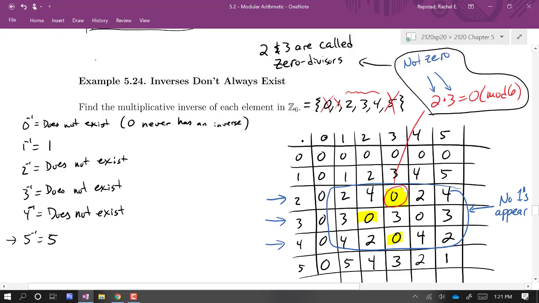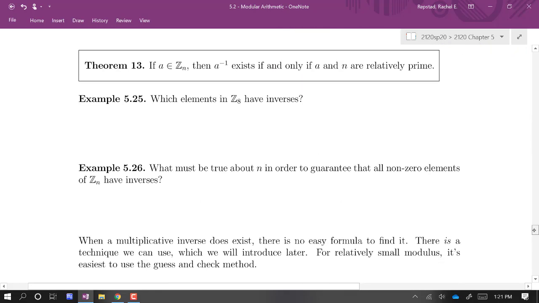And that's just sort of interesting. But again, our focus right now is on inverses, and the other thing that makes Z6 interesting is that not everything has an inverse. In fact, only 1 in 5 have inverses. A theorem on the next page is going to sum up nicely when we know an element of Zn has an inverse. So if A is an element of Zn, then A inverse exists if and only if A and N are relatively prime. So again, remember that means that A and N share no factors other than 1.